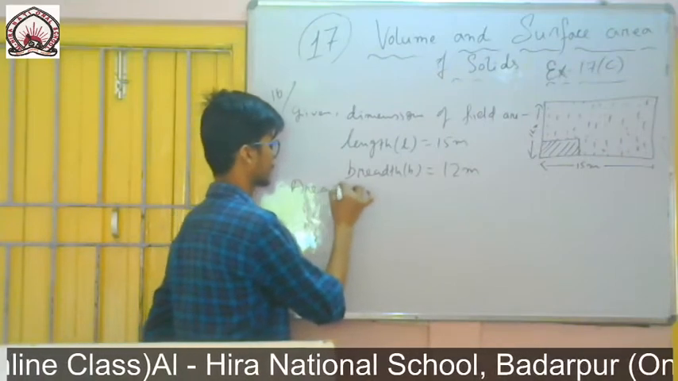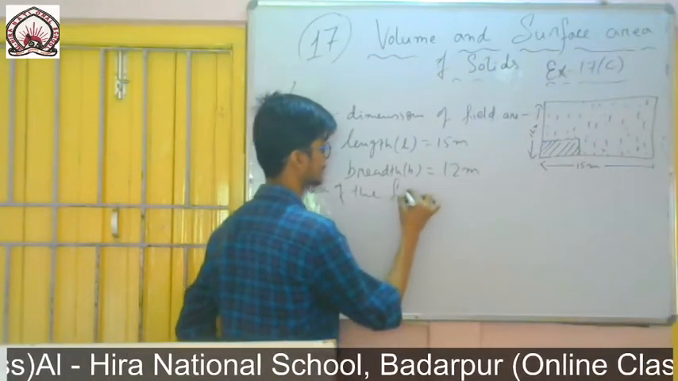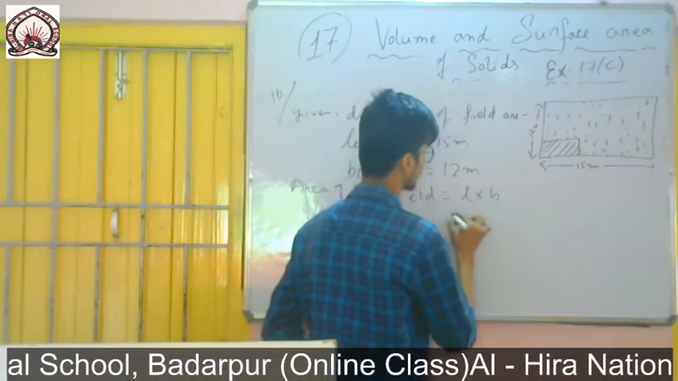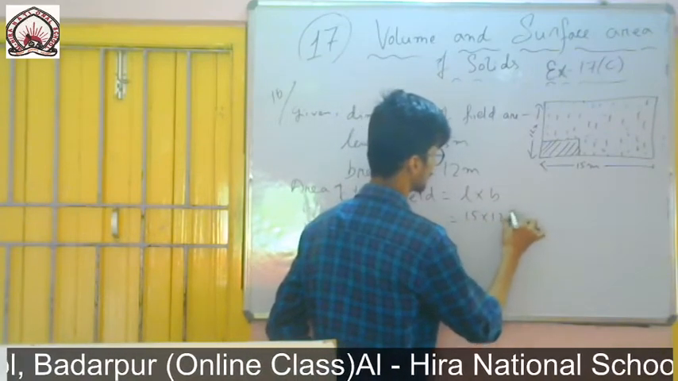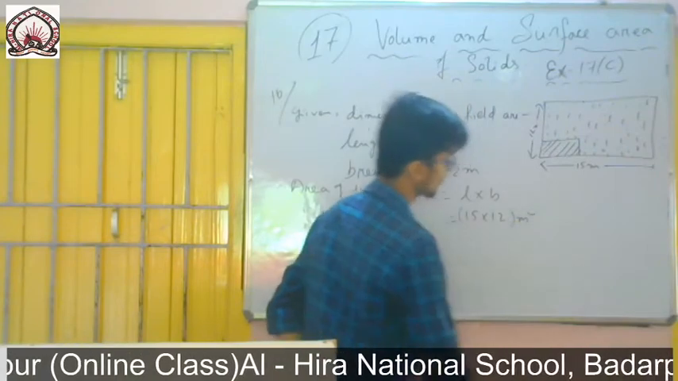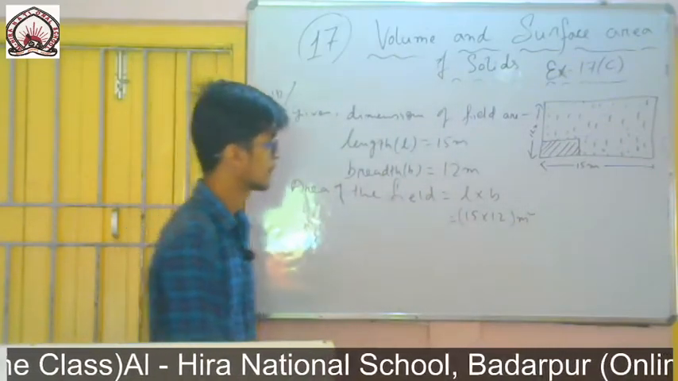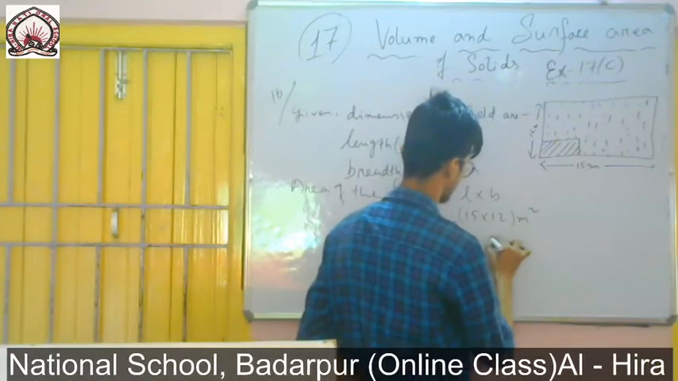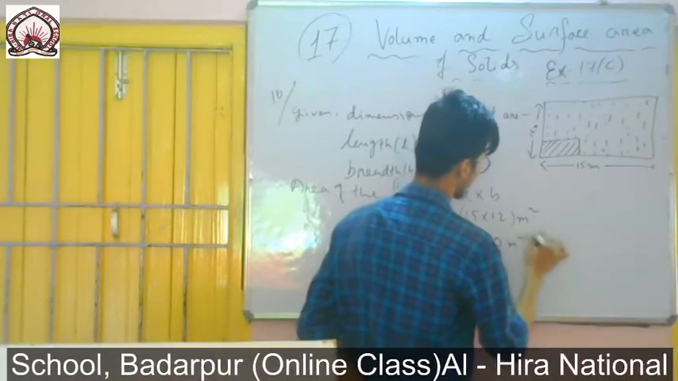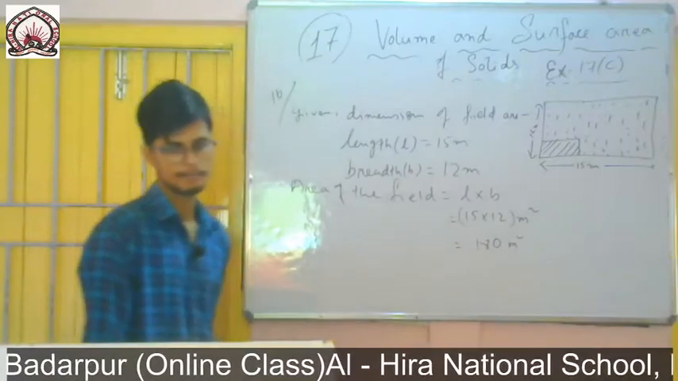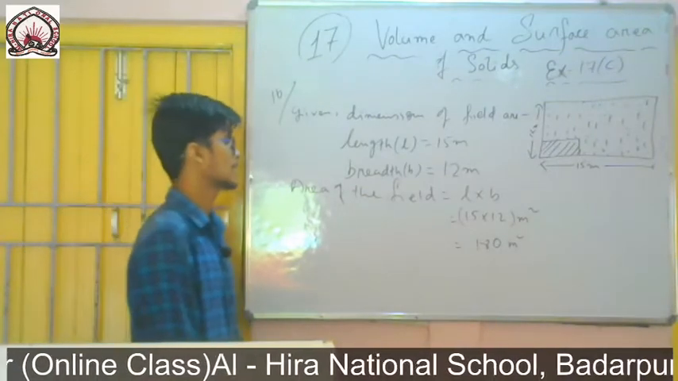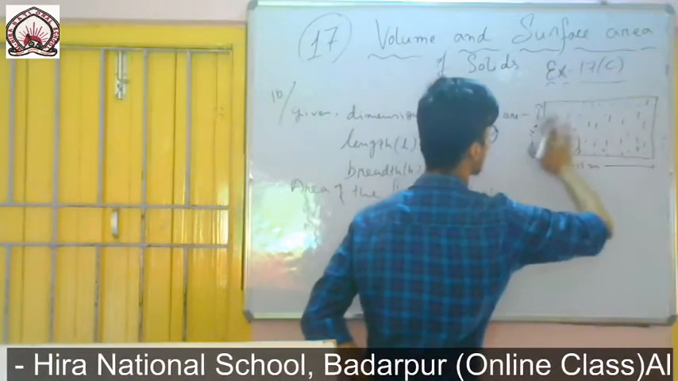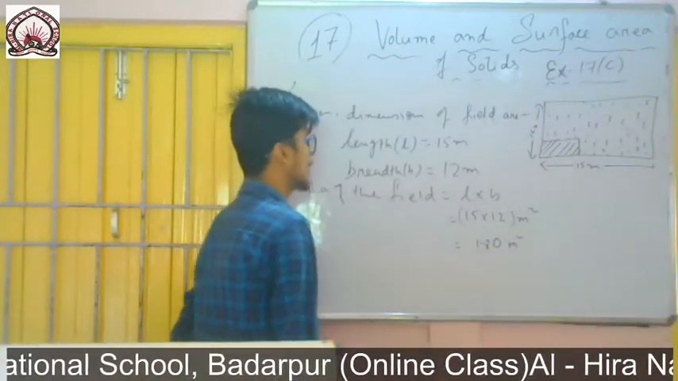Therefore, area of the field equals length into breadth, which equals 15 into 12 meter square, which is 180 meter square. Okay, so now we have got the total area, the whole area of the field. It is 180 meter square.